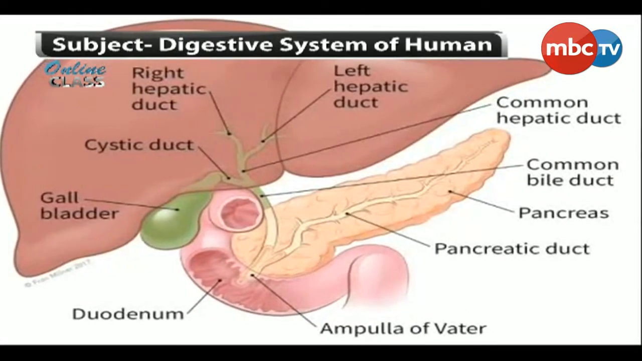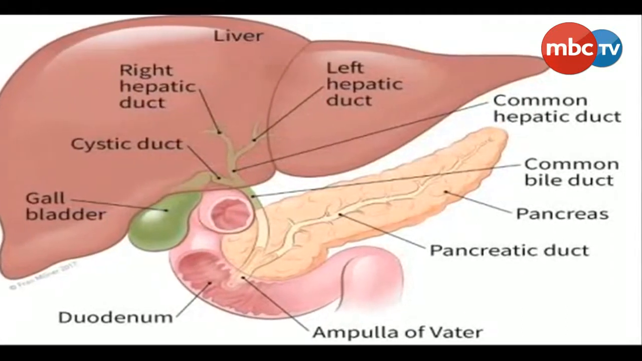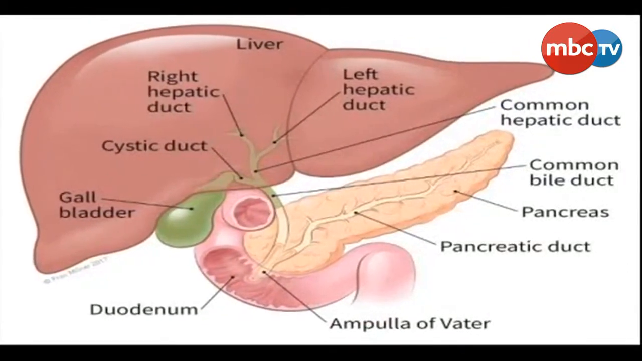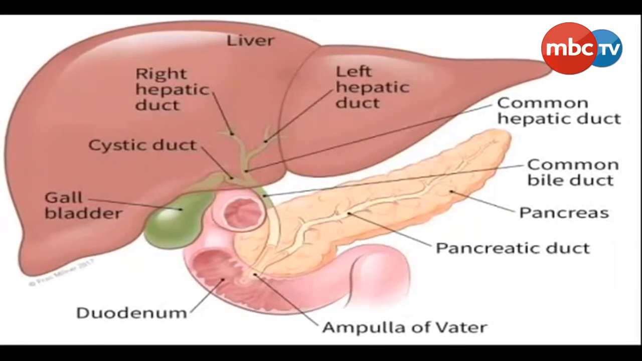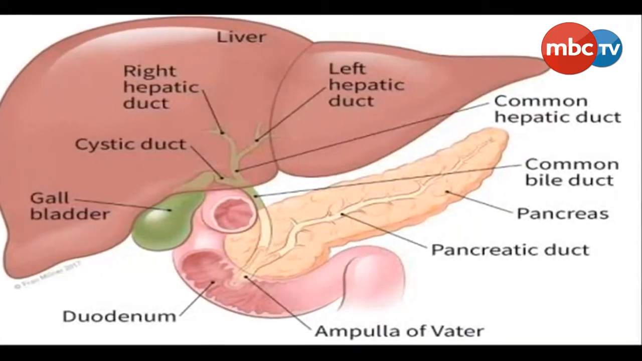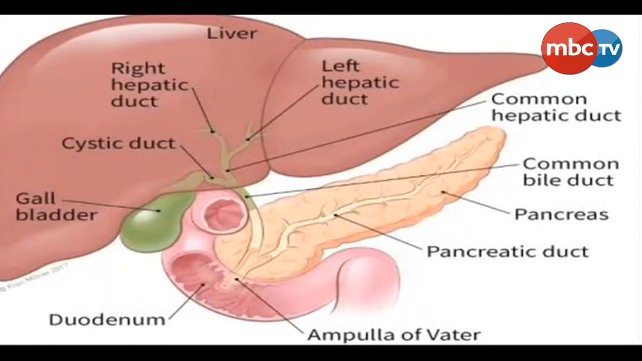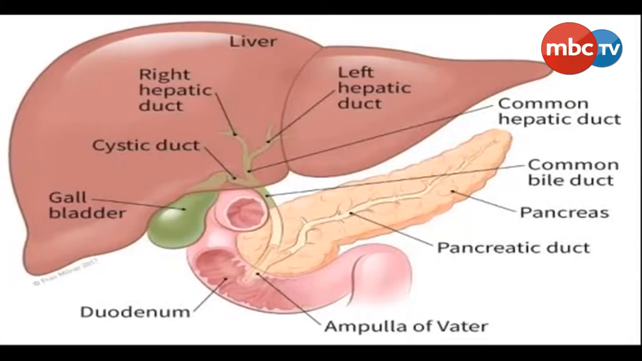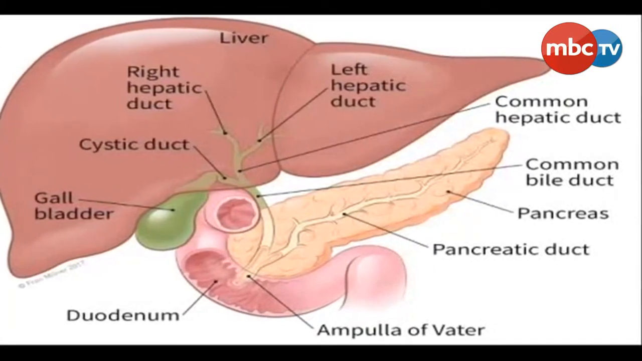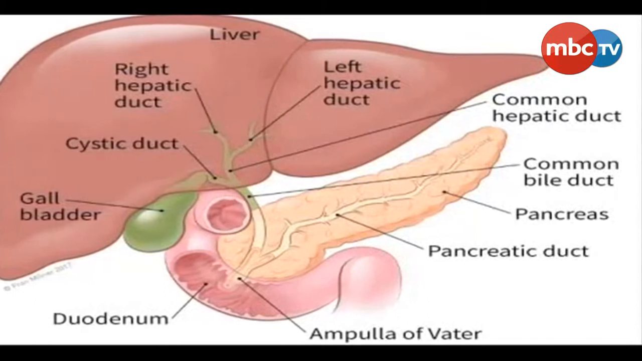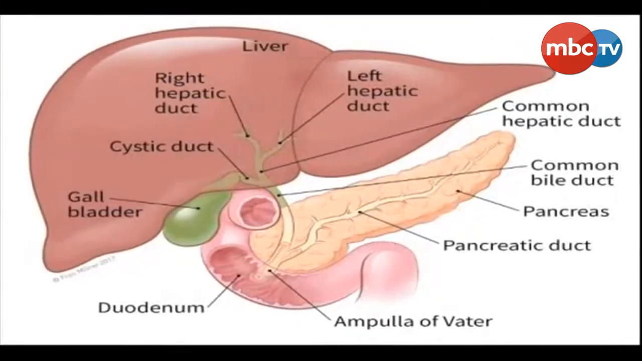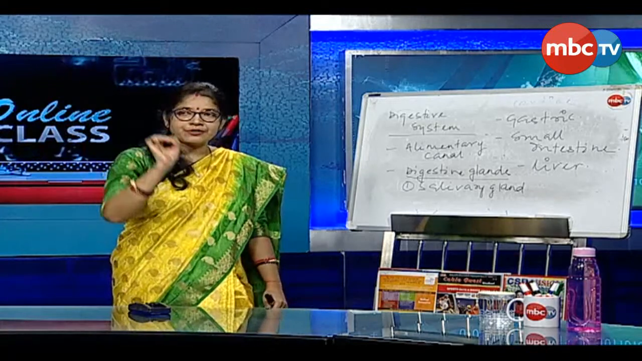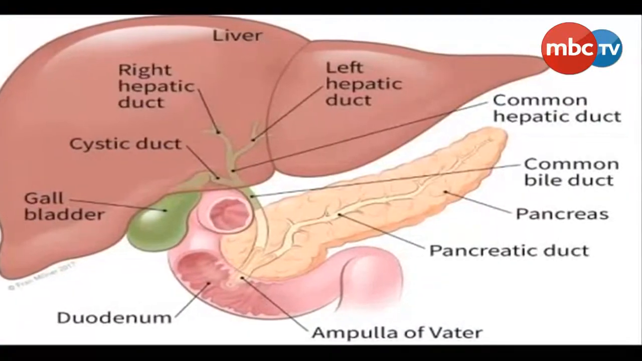Bile is secreted from the liver, carried through the right and left hepatic ducts, and stored within the gallbladder. You can see the position of the gallbladder just behind the liver, which can store the bile produced by the liver. The duct of the gallbladder is known as the cystic duct. When the cystic duct gets combined with the ducts coming from the right and left parts of the liver, that will form the common hepatic duct.